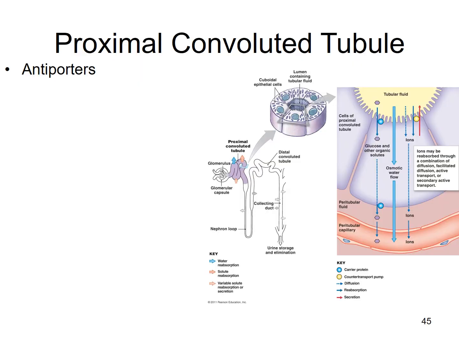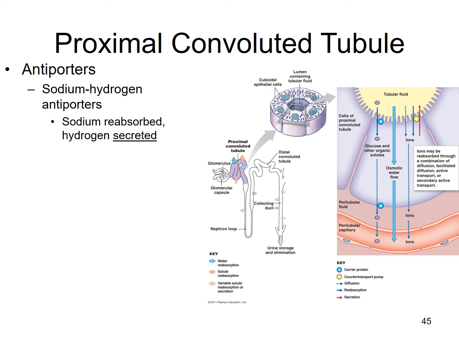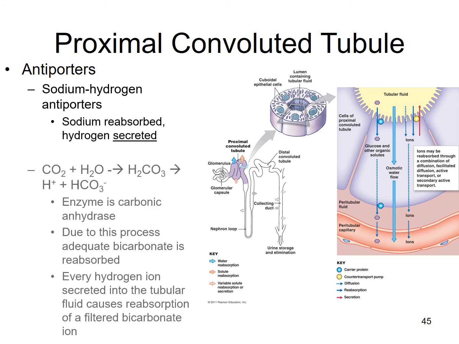So you're going to have antiporters as well. And with these antiporters, you're going to see sodium and hydrogen antiporters. And so as sodium comes into the cell, which we've seen in a couple of different slides, hydrogen won't be brought along with it. Hydrogen will actually go in the opposite direction. Hydrogen gets secreted.